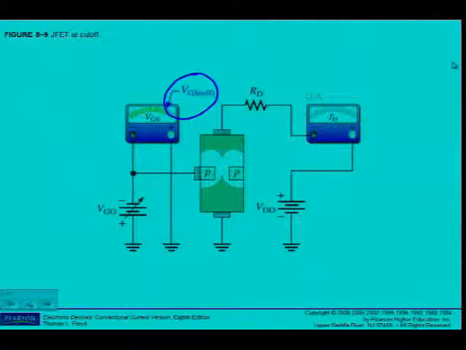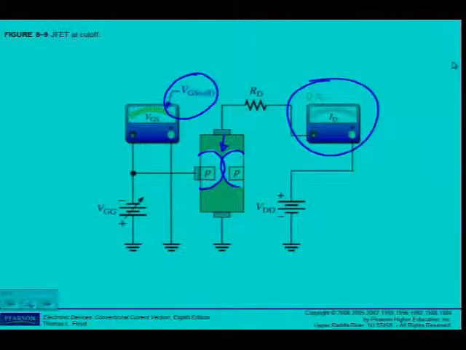At the point VGS off, my biasing was large enough to make these depletion regions large enough that it closes the channel completely and no current can flow through this device, and I can see it on my ammeter as well.